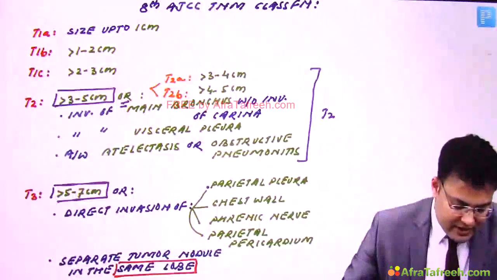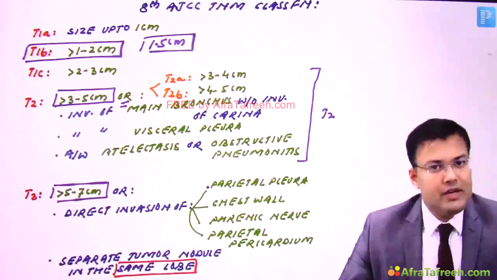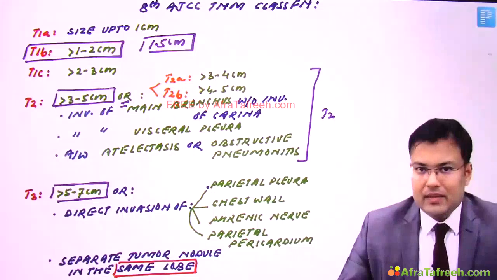And what was the question in NEET? They asked that the size of the tumor is 1.5 centimeter. What is the T staging? So it's T1B. So this is the TNM classification. Now coming to the treatment of carcinoma lung.